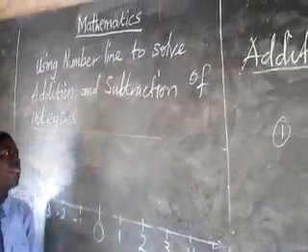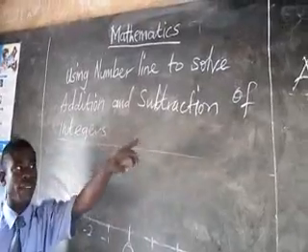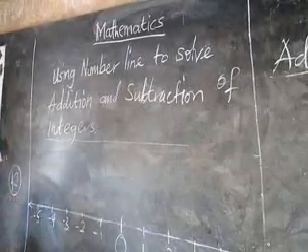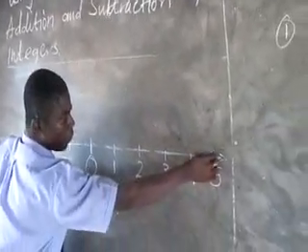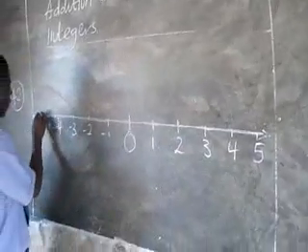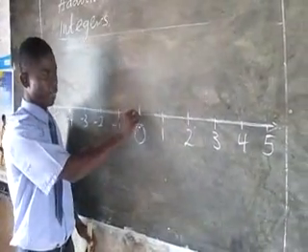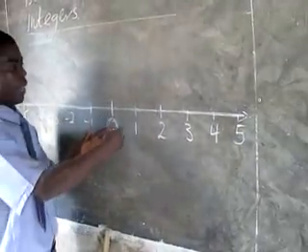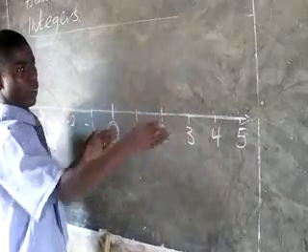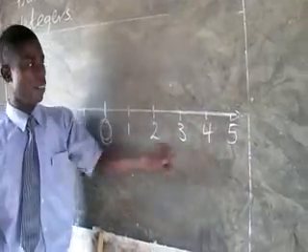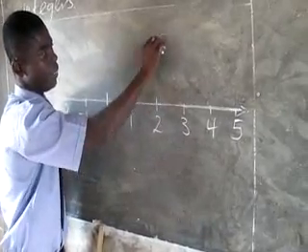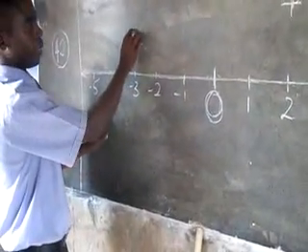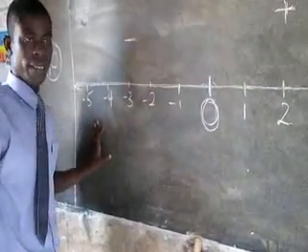Using number line to solve addition and subtraction of integers. You have to draw your number line. Then when you finish drawing your number line, you have to indicate the center by 0. Then the right side of 0 are positive integers. So let's say here positive integers. Then the left side of 0 are negative integers. So let's say negative integers.